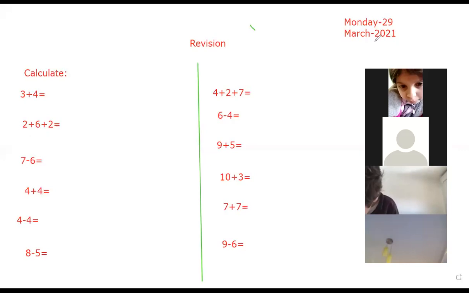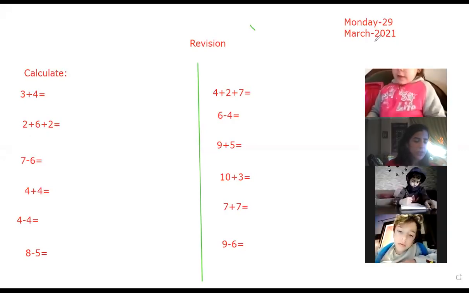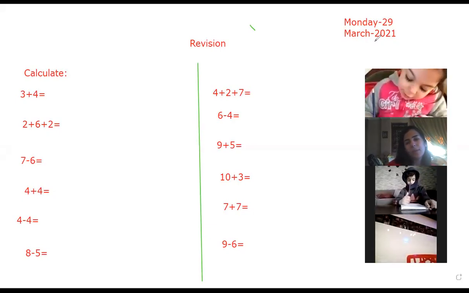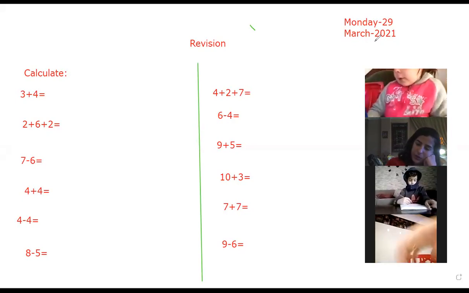What are you doing, 4 plus 2? If you finish writing them and solving them, show me your copybook, then you can leave. If you finished you can leave, because I don't think we'll have time to correct them today.